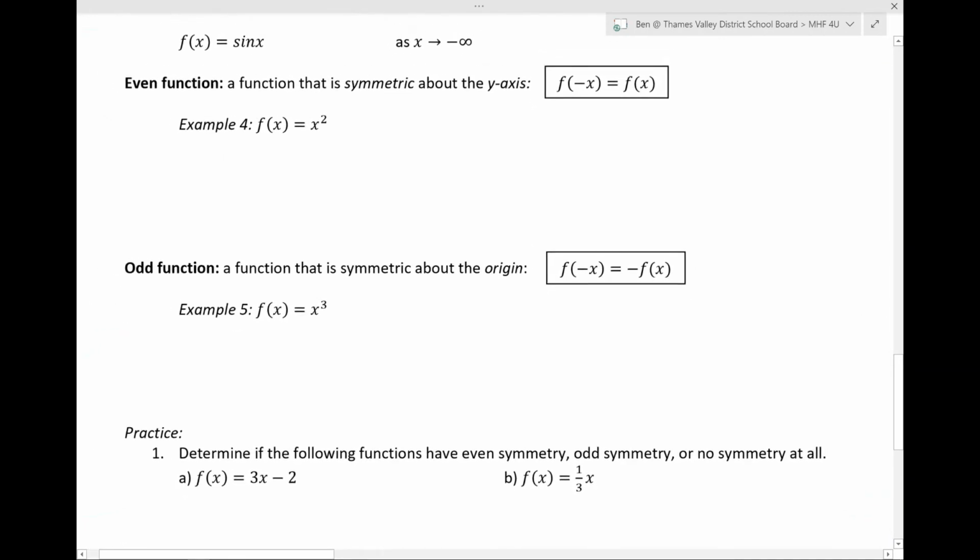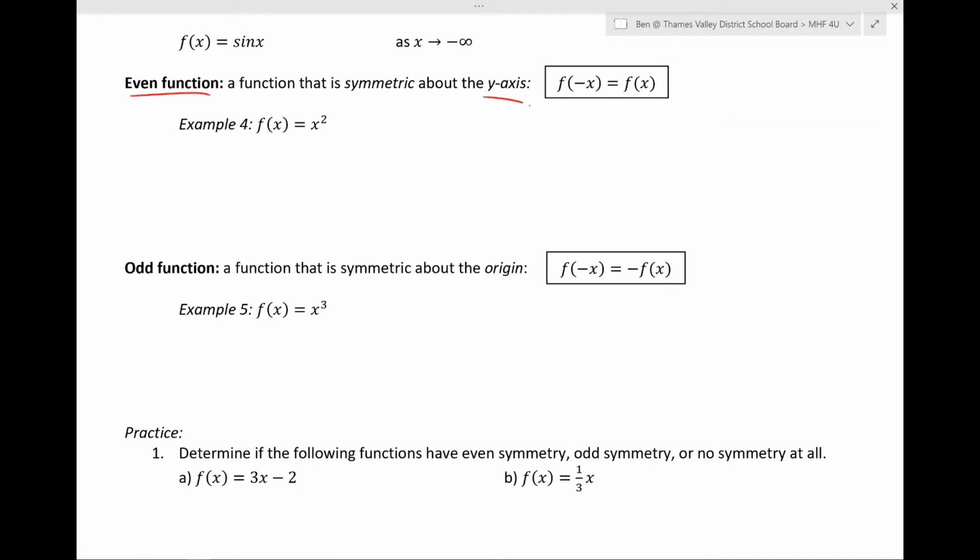We will jump into, though, a new definition. This is what we call an even function. An even function talks about the symmetry of a function, and in fact, it talks about the symmetry of a function about the y-axis. So if a function is even, then it is symmetric about the y-axis.